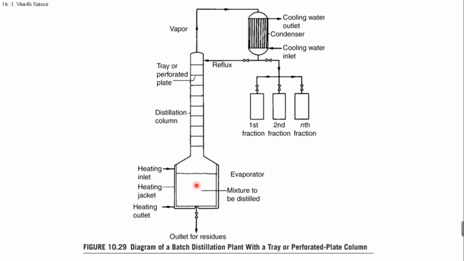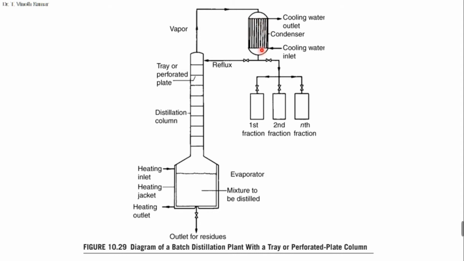The mixture to be distilled will be heated. This is a heating jacket, and this is called the evaporator. At the top of the evaporator is the distillation column, cooled with a cooling unit, water cooled or otherwise air cooled. The small trays and perforated plates will be there, the components will be separated, and the vapor will go to the top, where there is a condenser.